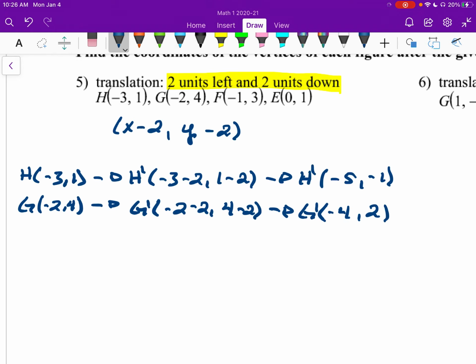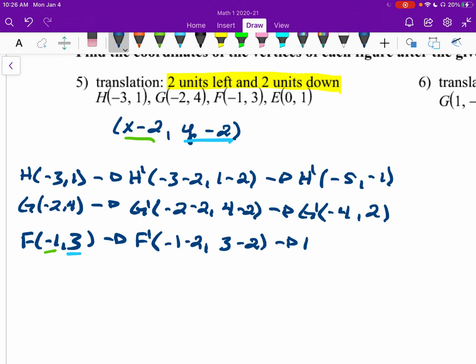There we are. F starts off at -1, 3. F prime, I'm going to take my x, and then I'm plugging it into there. So it'll be -1 minus 2. And then my 3, and then y minus 2. So that'll be 3 minus 2. Simplifying that, my F prime will turn into -3, 1. Yep.